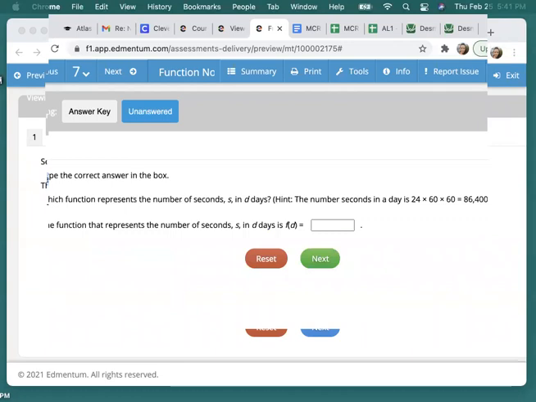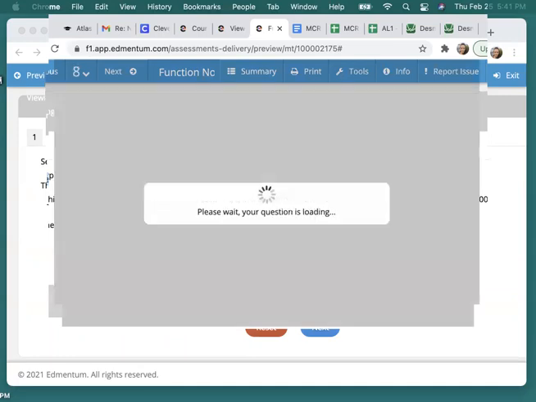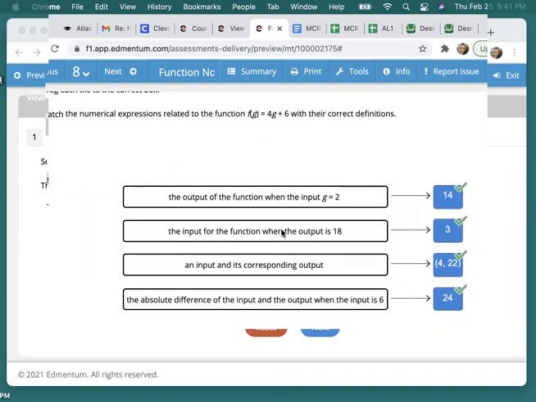Which function represents the number of seconds in D days? Hint, the number of seconds in a day is 24 times 60 times 60, which equals 86,400. So you would multiply that number of seconds, 86,400, times D. Okay, and then dragging each tile to the correct box.